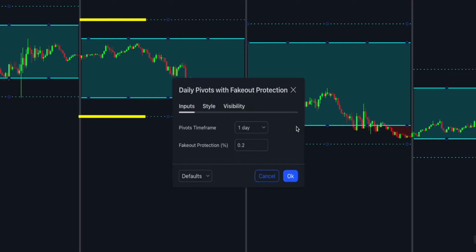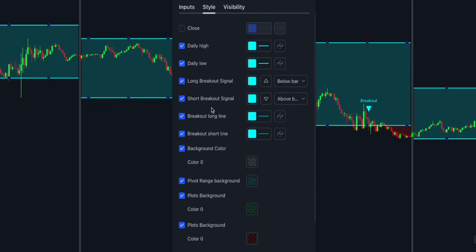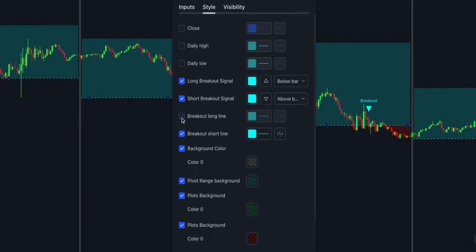Fake out protection can be adjusted in the indicator's inputs. Since we'll use multiple confirmations before opening a trade, we don't really need fake out protection. So I suggest setting this number to 0. In the Indicators Style section, I recommend hiding the plots and the background to make the chart neater.